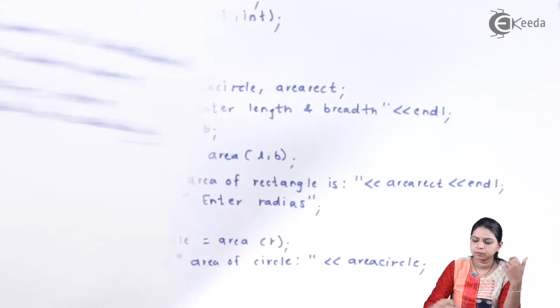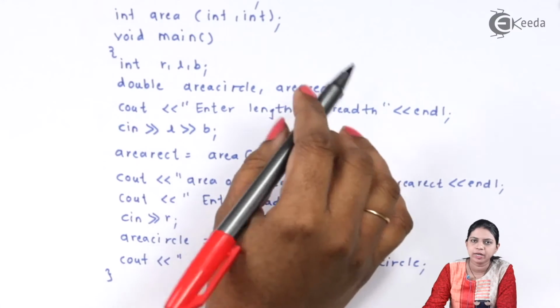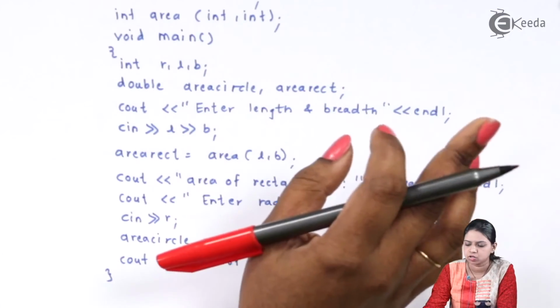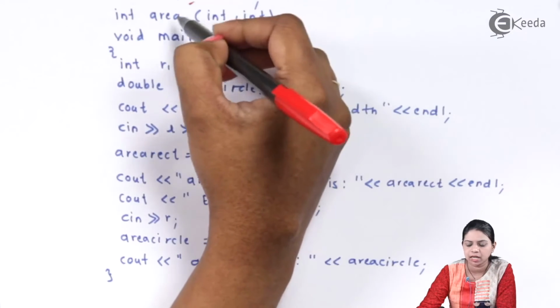For example, see here, this is the program. In this program, I am calculating the area of a circle and I am also calculating the area of a rectangle. Now I have declared both the functions with the same name, that is area.